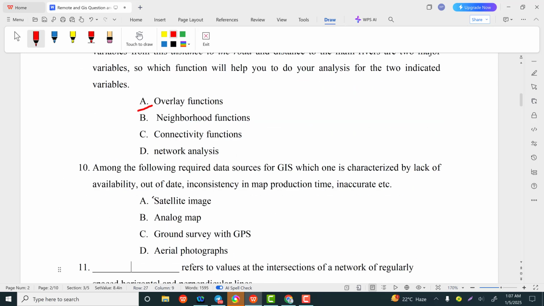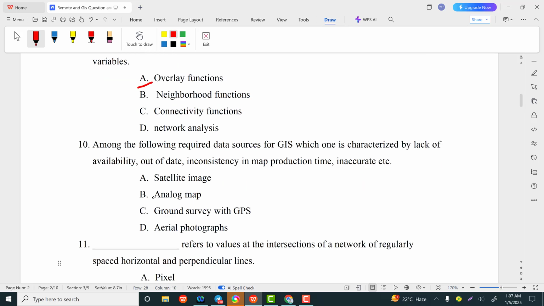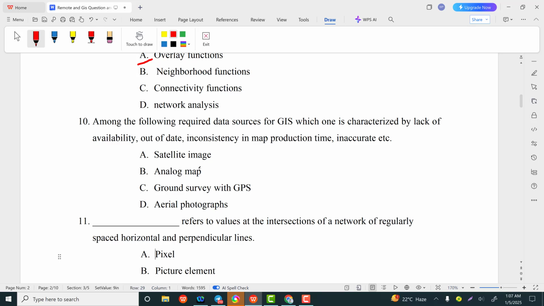Question number 10. Among the following required data sources for GIS, which one is characterized by lack of availability, out of date, inconsistency in map, production time, and inaccurate? A, satellite image. B, analog map. C, ground survey with GPS. D, aerial photograph. The answer is analog map.